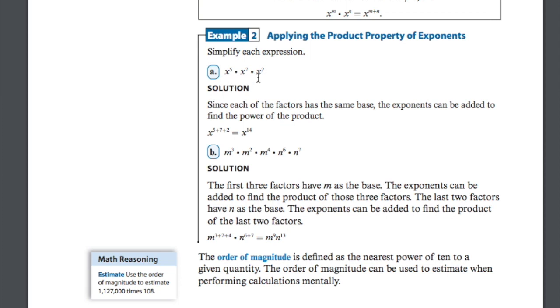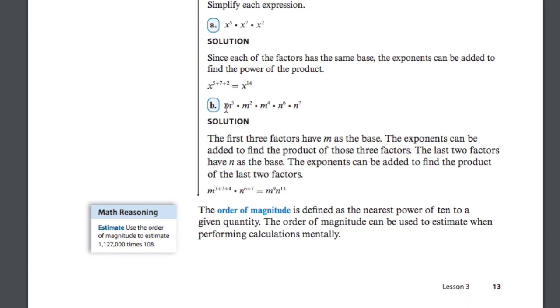Now notice it's x, x, x, therefore it's 5 plus 7 plus 2. 5 and 2 is 7, 7 and 7 is 14, so I get x to the 14th. Letter B, you've got m to the third times m to the second times m to the fourth times n to the sixth times n to the seventh.